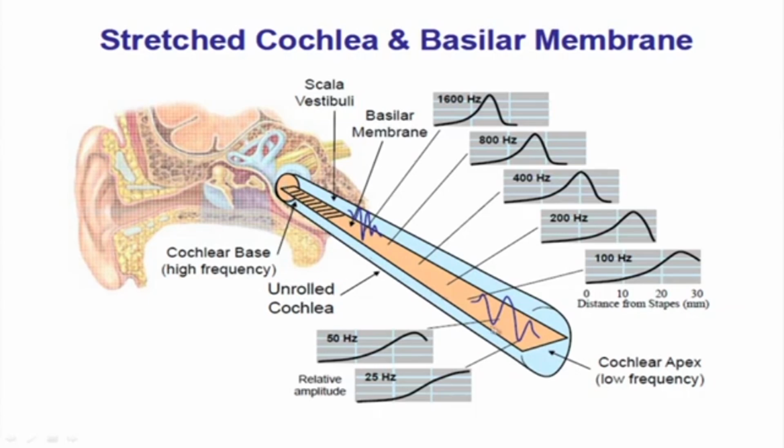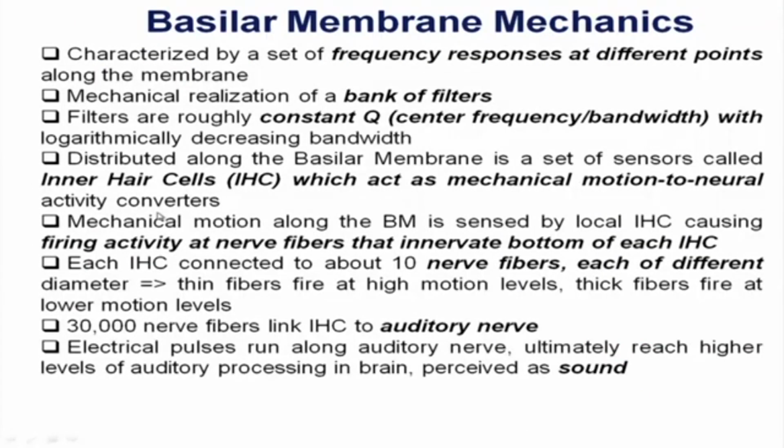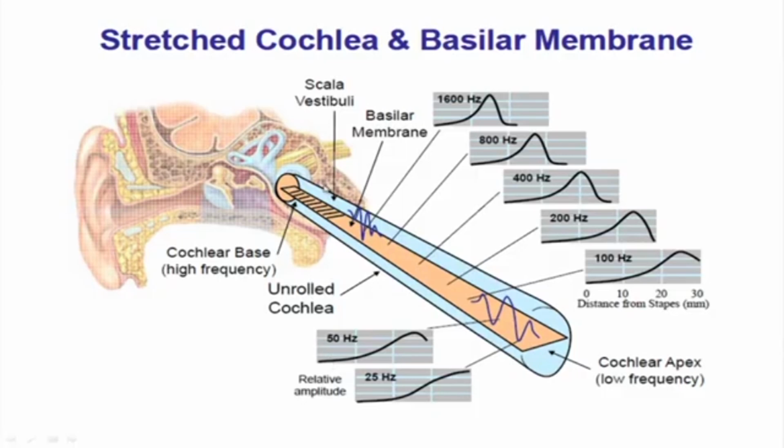Along the basilar membrane there is some kind of neural arrangement, called the inner hair cell. So there is an inner hair cell on the basilar membrane, a kind of neural sensor. All along the basilar membrane, the high frequency sensing nerves are present here and the low frequency ones are here.